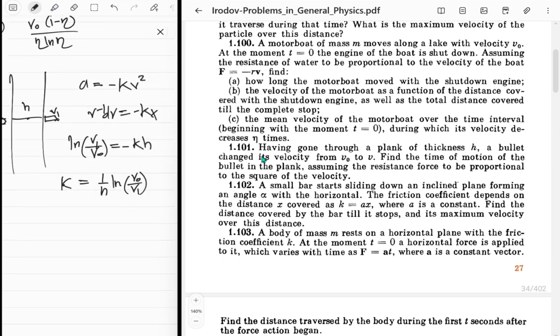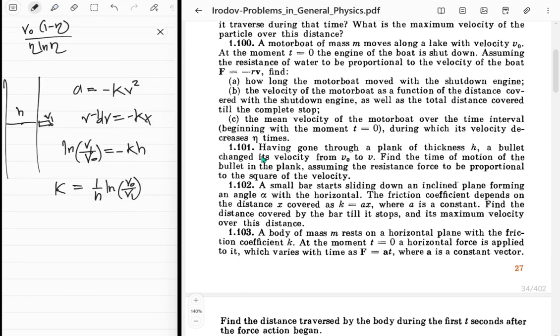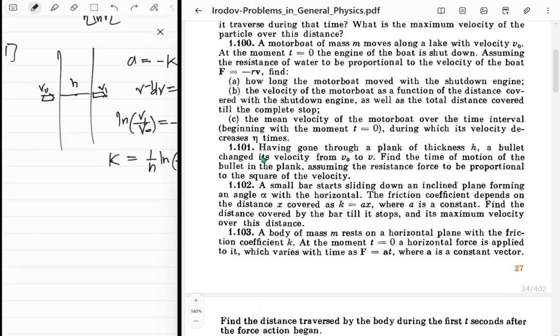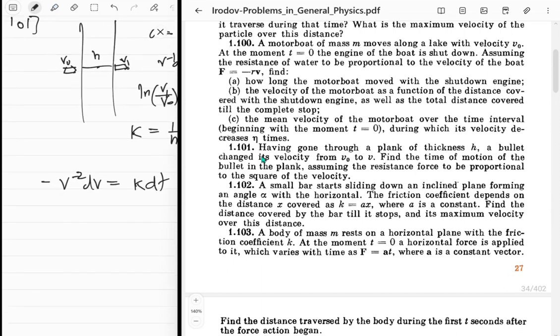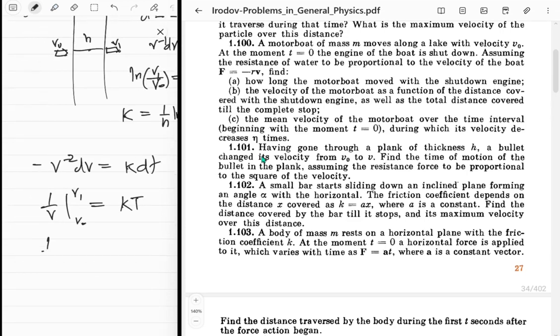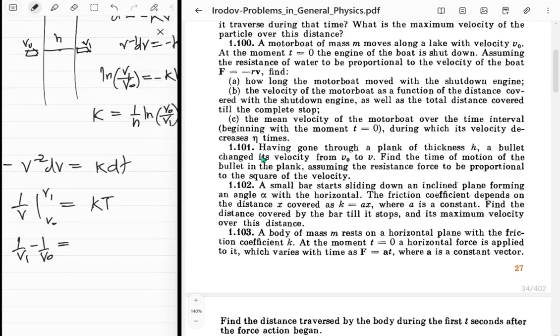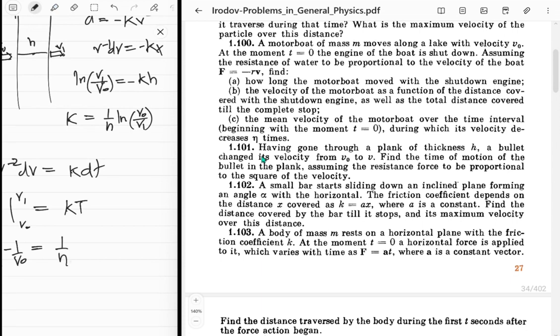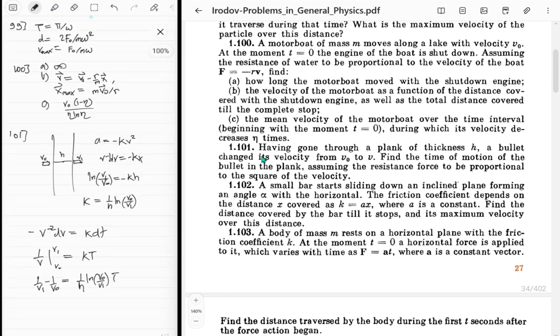Now let's go for finding out what the time should be. You already got this kind of dependence of velocity with time. So this will be v to the power negative 2 dv equal to negative k dt, and then integrate this. Negative 1 upon v, as it goes from v0 to v1, is equal to k times whatever time is required. So 1 upon v1 minus 1 upon v0 is equal to k, which is 1 upon h natural log of v0 upon v1, times t. And that's it. We got what the time required is.